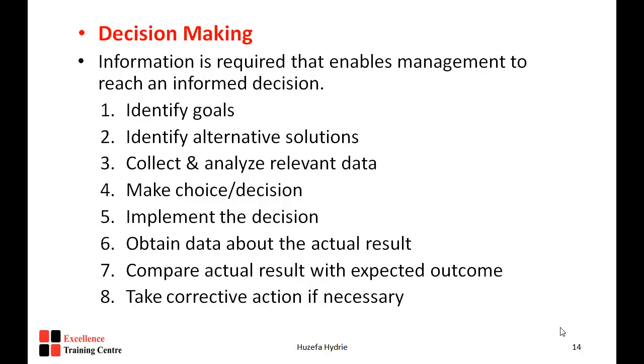So in decision making, what do we do? First of all, identify the goals, or you can say identify any problem that has to be rectified. For that you consider different alternative solutions, and after looking at these different solutions you gather the data for them. If I choose this option, what will happen? If I choose that option, what will happen? And then you make a choice and implement that decision. Option A seems to be the best option, so choose option A and implement it.